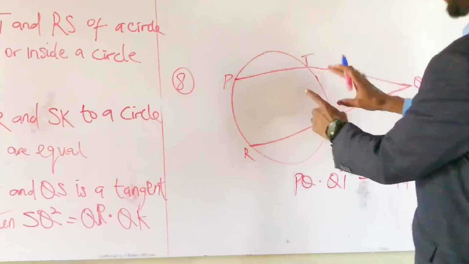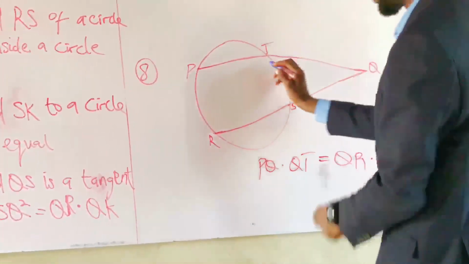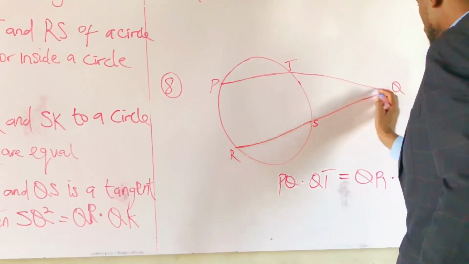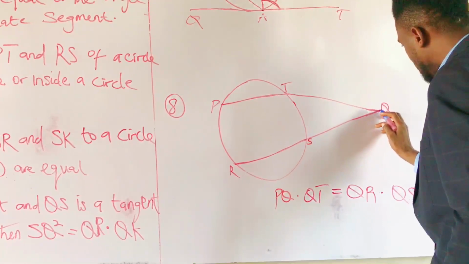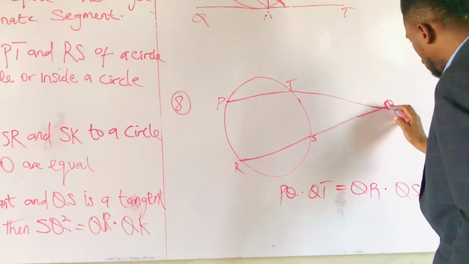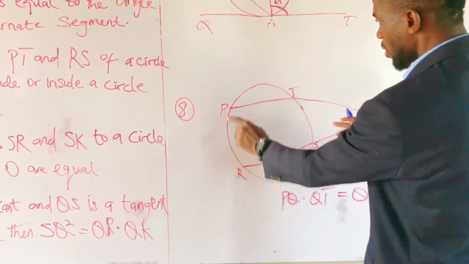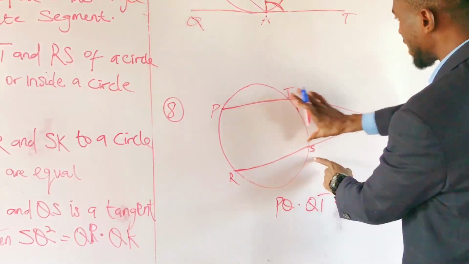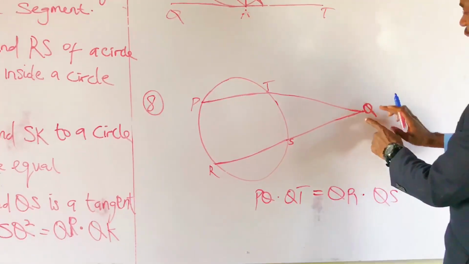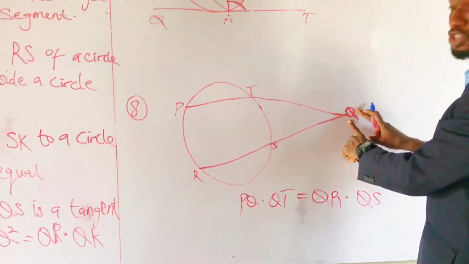Now these two chords extend outside the circle. Look at it. This line continues to this point, and this other chord extends outside the circle, and they both meet at point Q. That is chord PT and chord RS. Both extend outside the circle and they meet at this point, point Q.